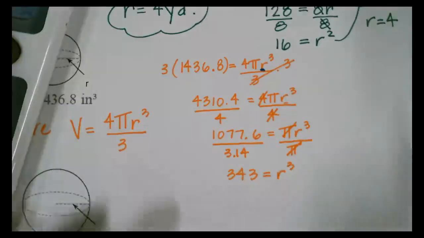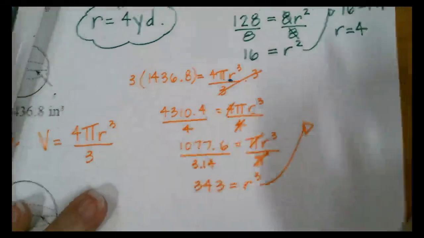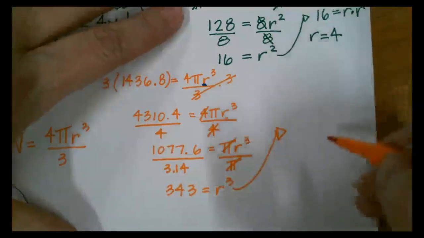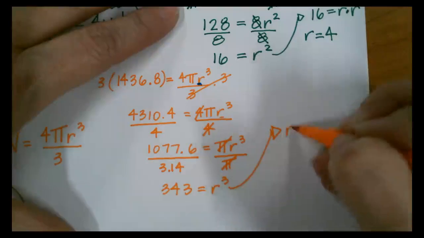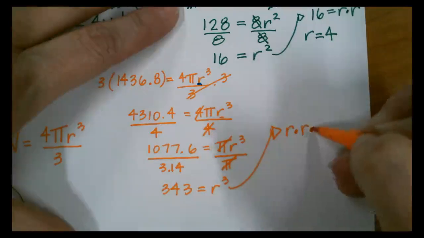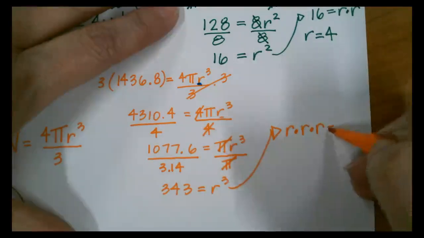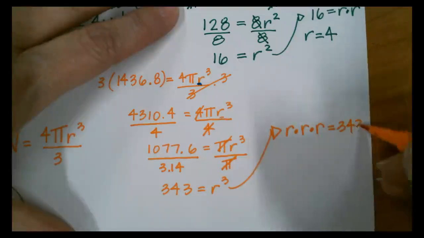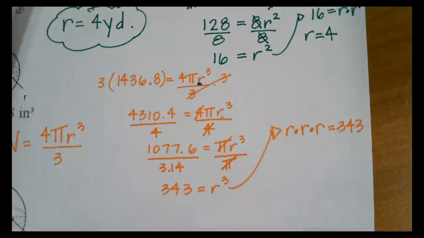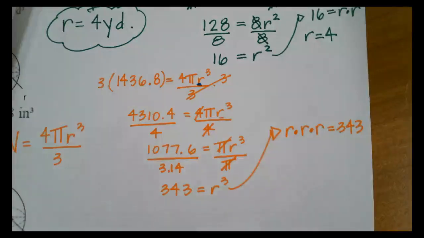All right, so now I need to think, because what we know is that when we multiply r times r times r, it has to equal 343. So, earlier in the year you made flashcards. This was one of your flashcards. But if not, you do have your calculator. So you could do guess and check.